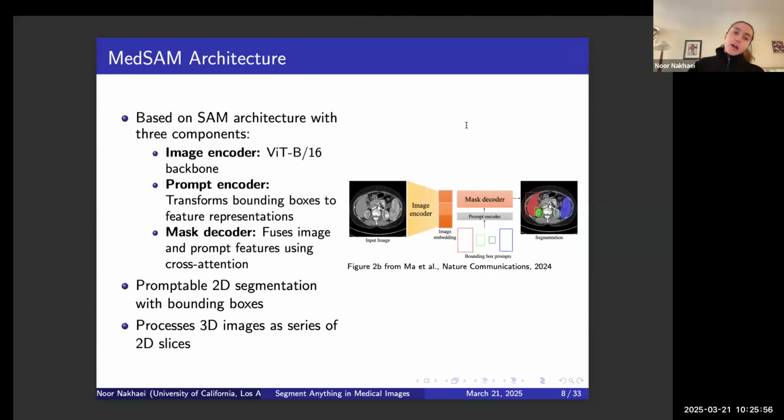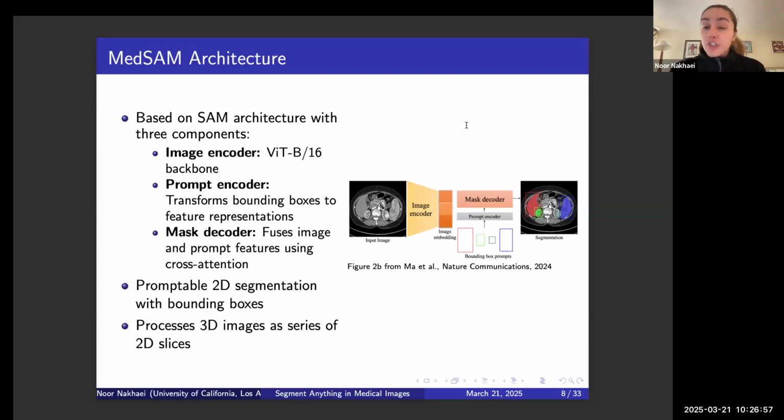Let's go to the architecture. It is based on the SAM architecture, so it is the same as the Segment Anything Model that was trained on natural images. We have three components: an encoder, a decoder, and in the middle a prompt encoder. The image encoder is the Vision Transformer ViT-B/16 backbone. The prompt encoder is where this model gets its guidance from, so it has different ways of prompting. You can choose a point on the image that you want segmented, or you can choose a bounding box that the object you want is going to be inside. For example, we are feeding the bounding box prompts into the prompt encoder. And we have a mask decoder that fuses image and prompt features using cross attention and gives us a segmentation.